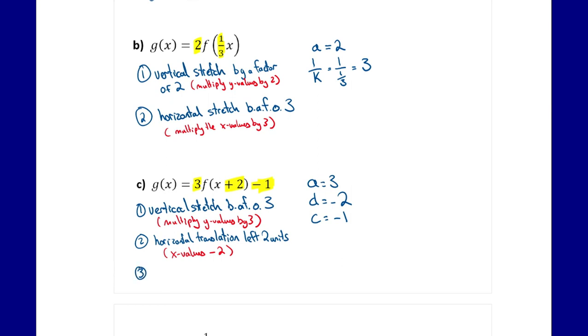And our third transformation, the c value, is a vertical translation. It's a negative, so it's down, down 1 unit. The transformation is essentially that we subtract 1 from the y values. That's what we're doing to each point, essentially, in red, and that's going to be helpful when we have to actually draw the transformed function.